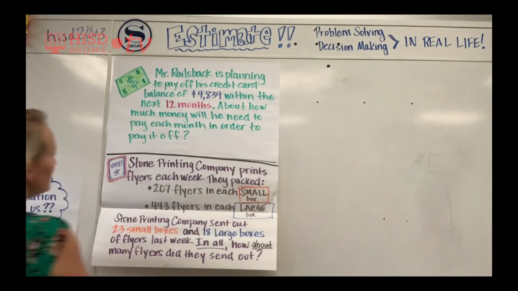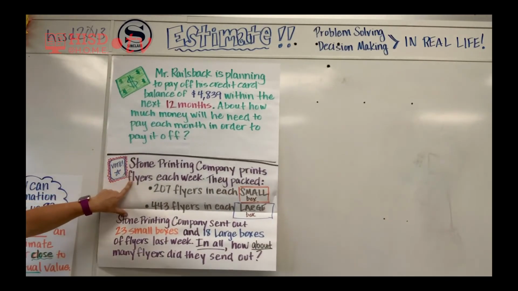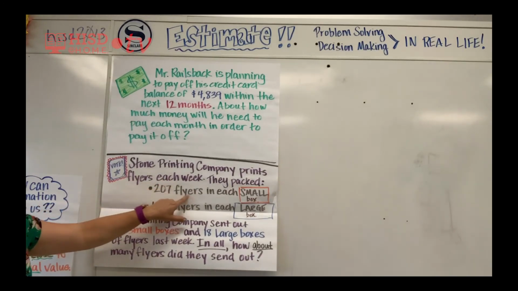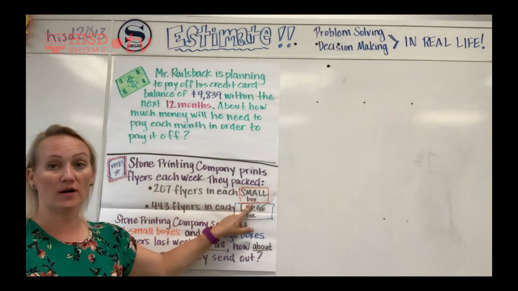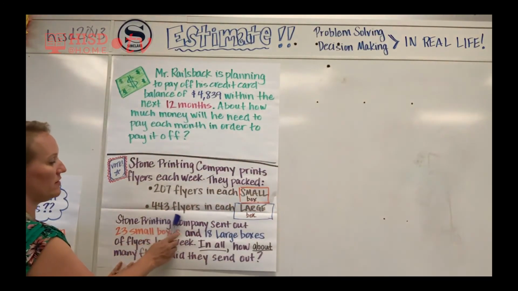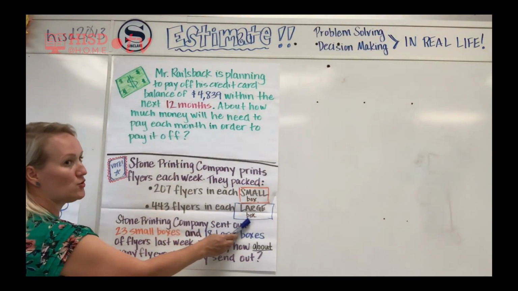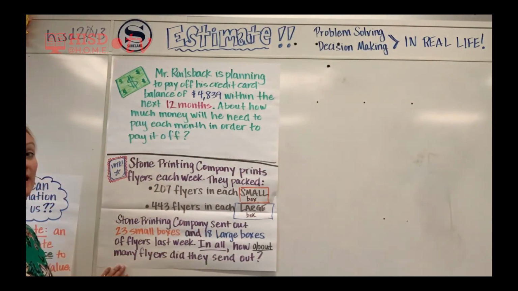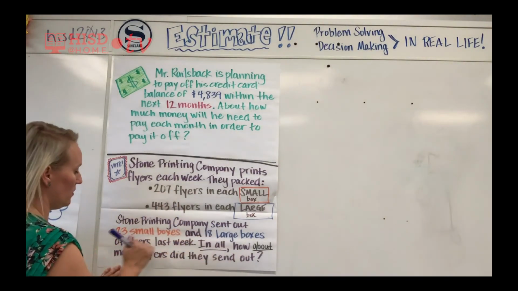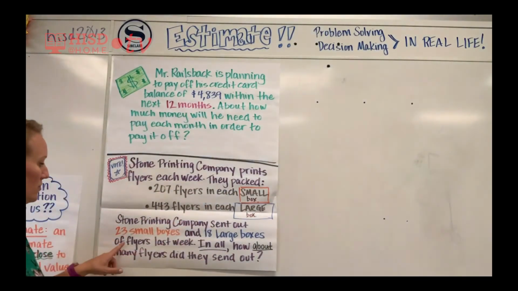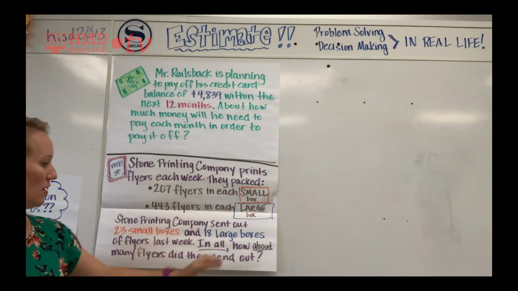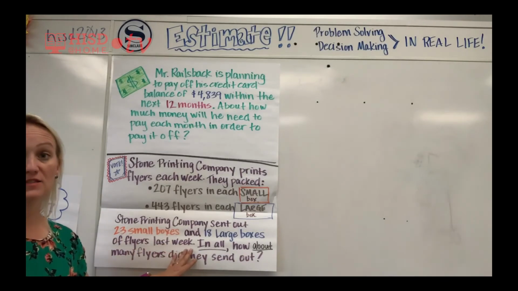Okay. Stone Printing Company prints flyers each week. They packed 207 flyers in each small box, and I drew this for you with a little smaller box, 443 flyers in each large box, and Stone Printing Company, same place, sent out 23 small boxes. So notice I put the orange with the orange, 23 small and 18 large boxes of flyers last week.